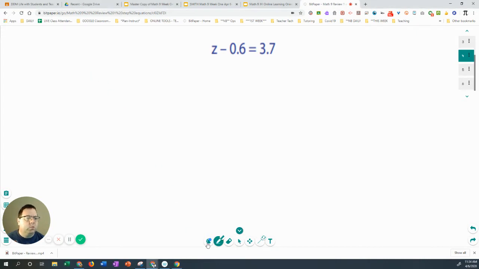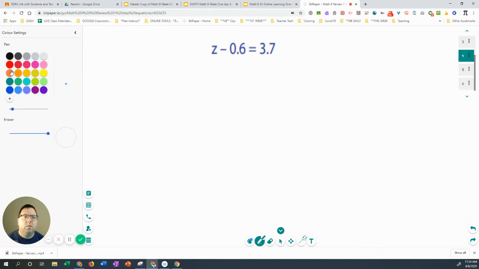Just going to choose a color here. Let's go with orange. Okay, so you have z minus 6/10 is equal to 3 7/10. What have we got here? We've got subtraction. So what is the opposite of subtraction? We're always trying to do something with our numbers, whether they're a coefficient on the variable or a constant. The opposite of subtraction is addition. So why not add 6/10 to both sides? Okay, so we're going to add 6/10 to both sides.